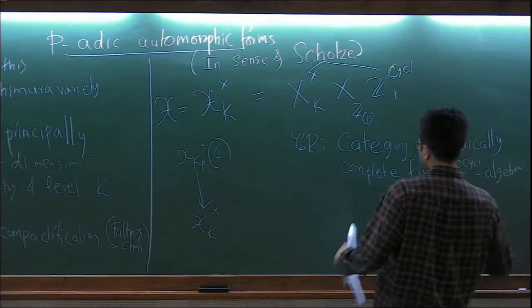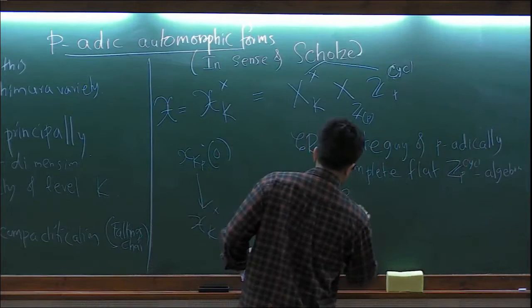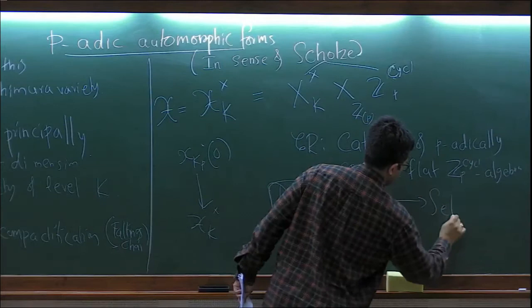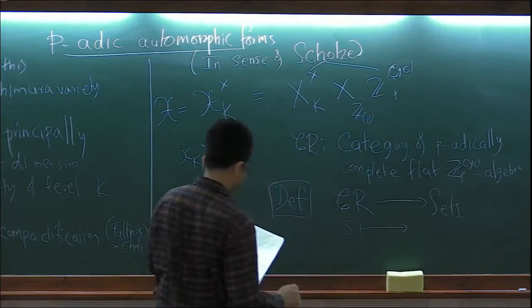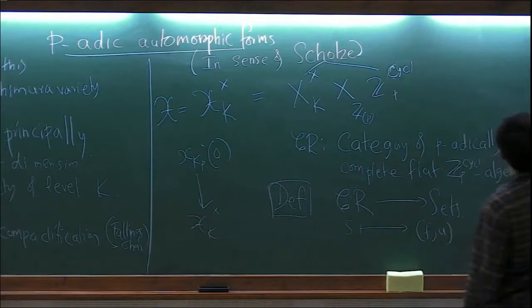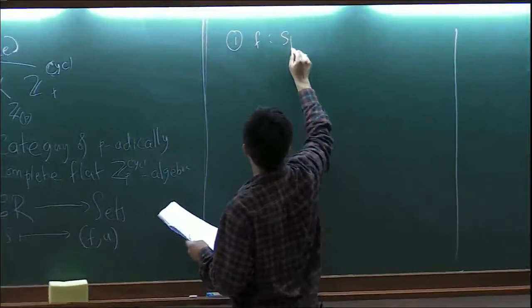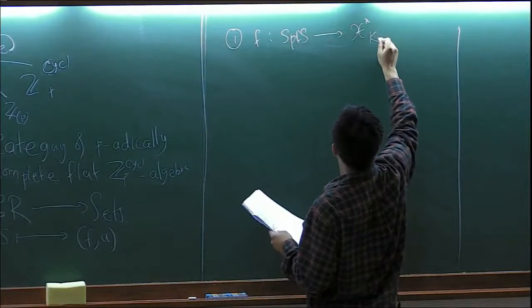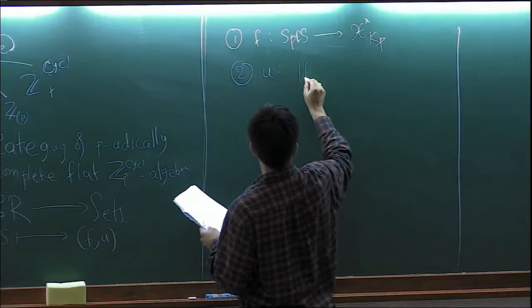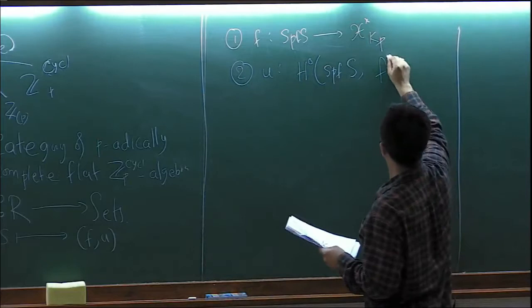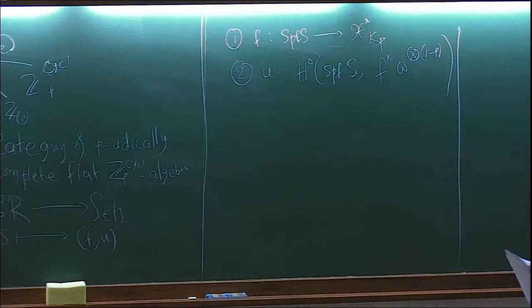Now define a map from this functor, from this category CR to sets as follows. You take any S here and send it to the pairs f, U with the property as follows: f from Spf of S to X KP, and U is in H naught of Spf S, of f star, omega to the 1 minus p. Remember the Hasse invariant is going to give you modular forms of weight p minus 1.